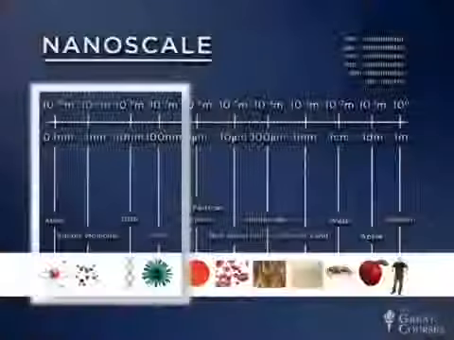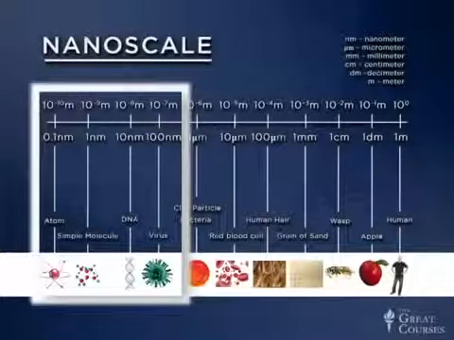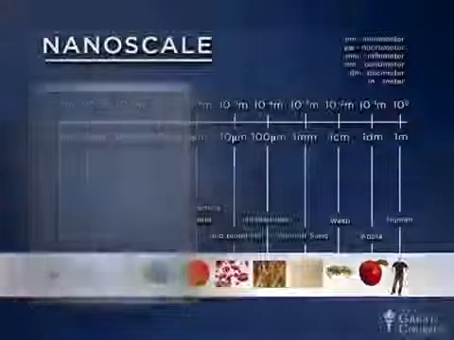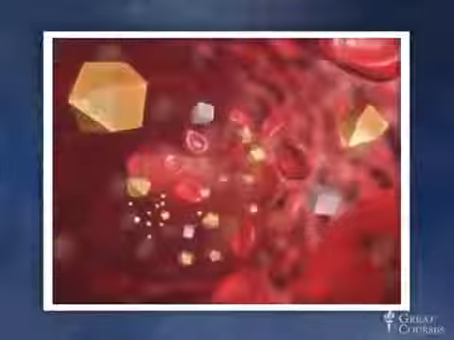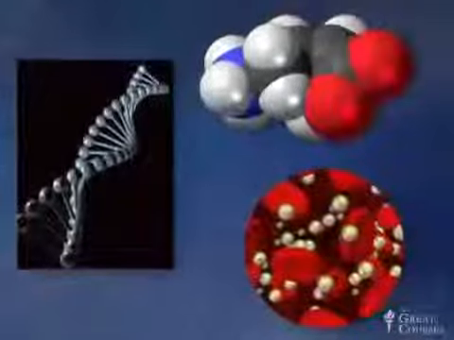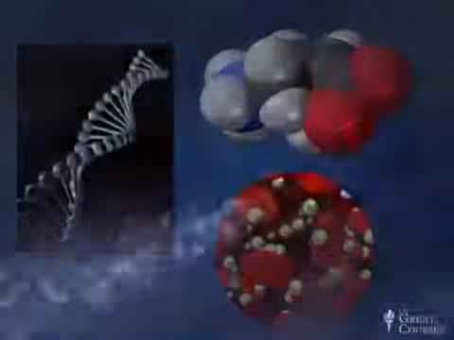Biology fundamentally operates at the nanoscale. The basic building blocks of life are all around 1 or 2 nanometers in size. So things like amino acids, sugars, lipids, even DNA molecules are all nanoscale objects.